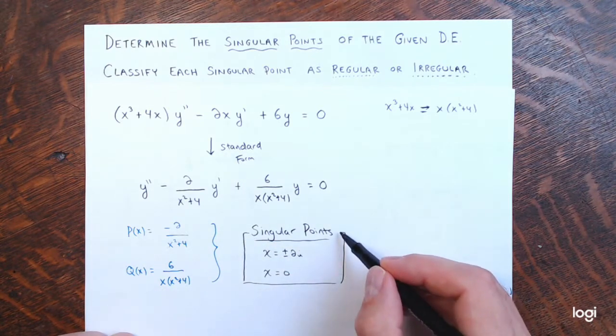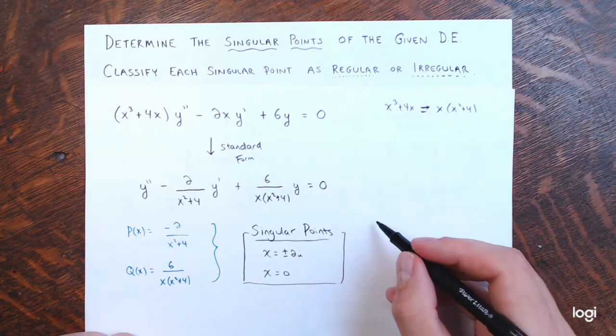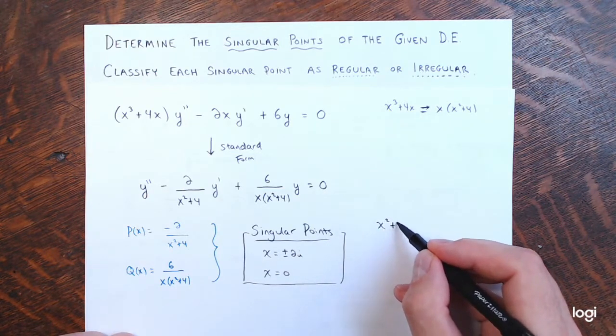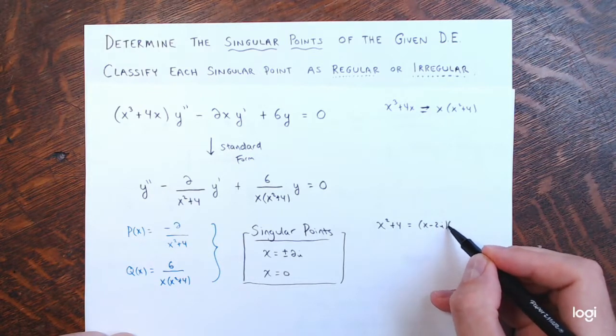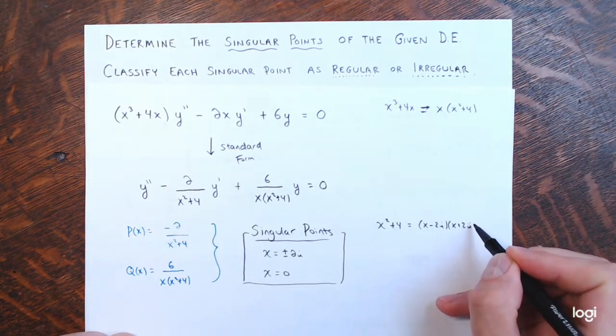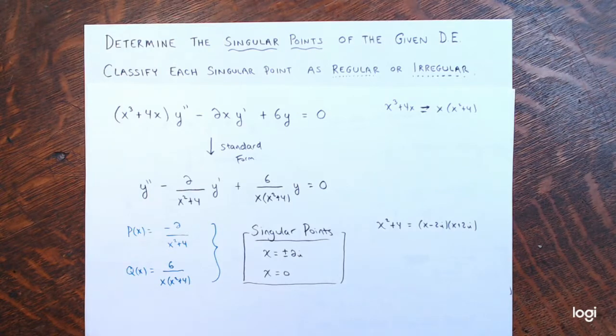All right. So really, if you want, you could break up x squared plus 4 into x minus 2i times x plus 2i, right? And in fact, I'm going to think about x squared plus 4 that way, because it'll help me when I go to talk about, are these singular points regular or irregular?